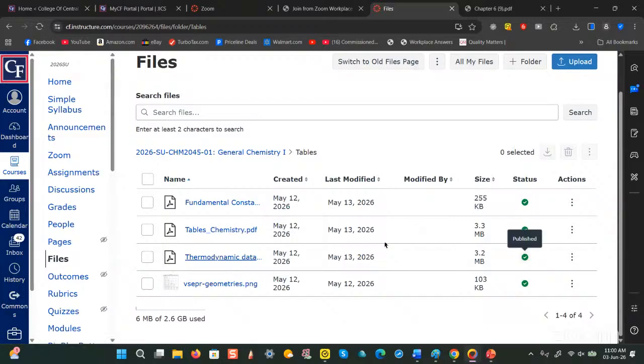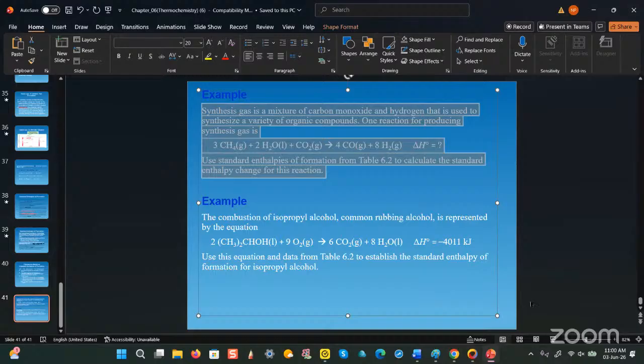Okay, it's published, right? So you can use those values. Make sure you use those values from that table to answer the questions in the addendum section of the assignment. Okay, and that's pretty much it for chapter 6.